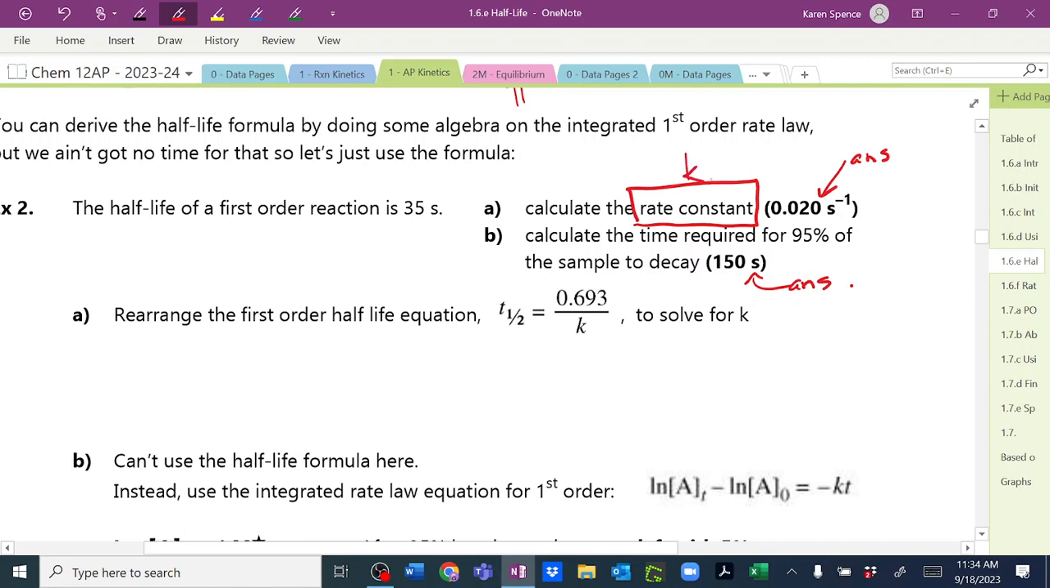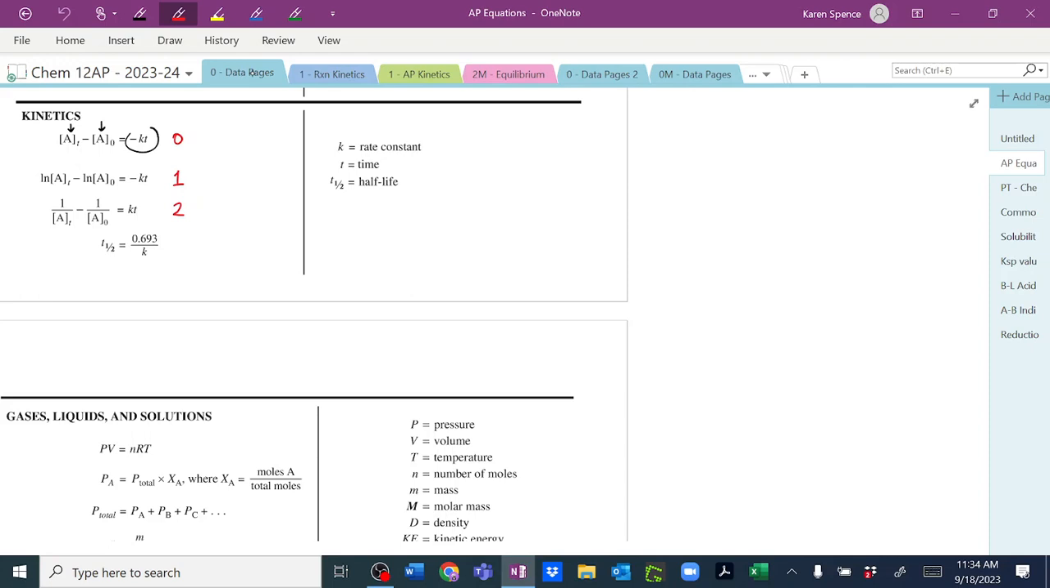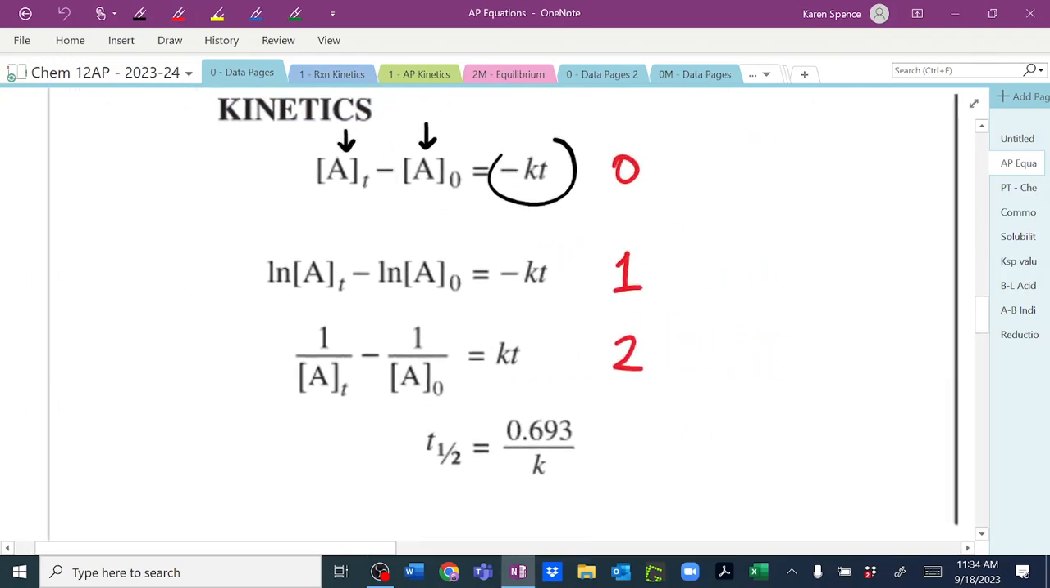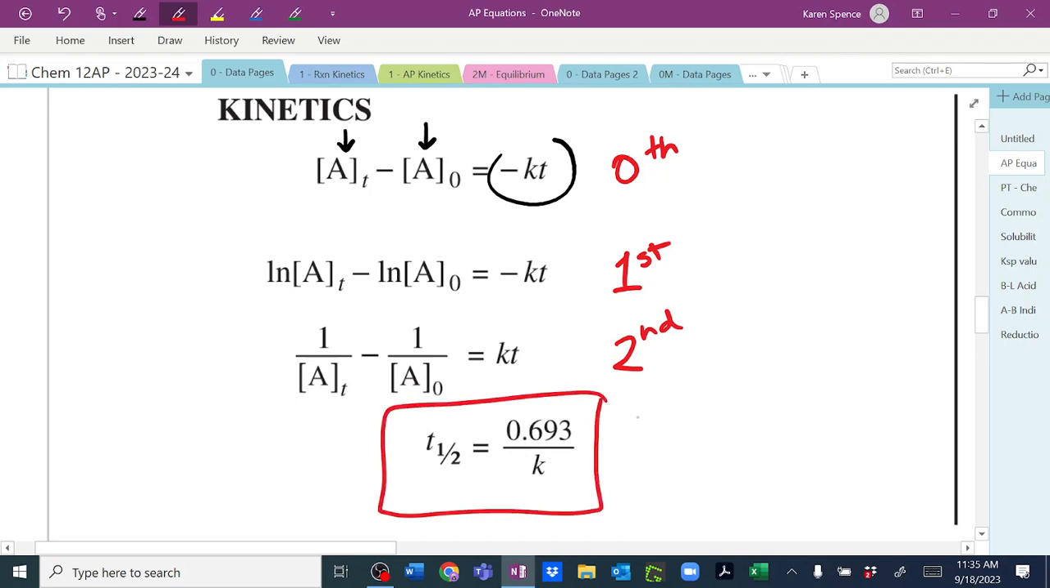Yes? It's on the data sheet, yes. So if you look on your data sheet, we have the 0th order integrated rate law, the first order integrated rate law, the second order integrated rate law, and the half-life for first order.